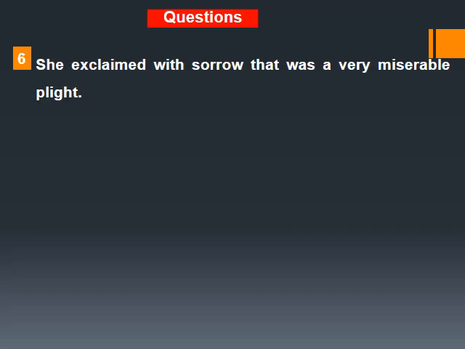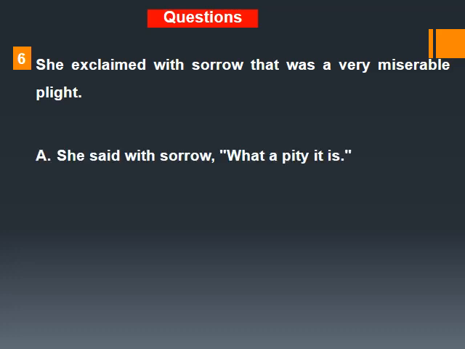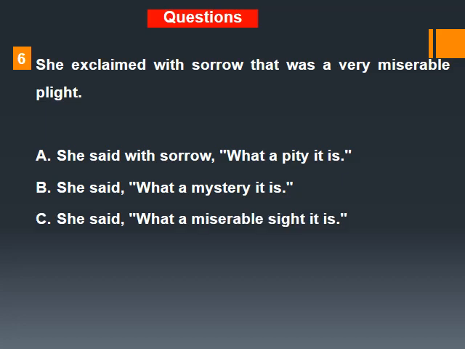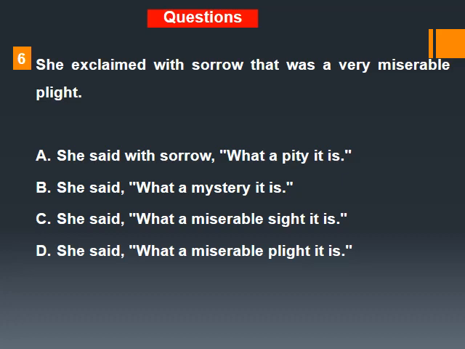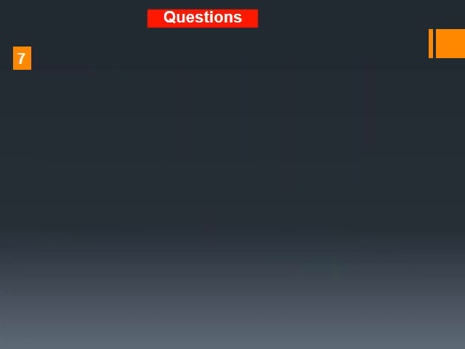Question 6. She exclaimed with sorrow that was a very miserable plight. So it's indirect speech. Options: she said with sorrow, what a pity it is. She said, what a mystery it is. She said, what a miserable sight it is. She said, what a miserable plight it is. It's very easy, because "what a pity it is" is nowhere given, "what a mystery it is" is nowhere given, "what a miserable sight" is not there. Actually, it's "what a miserable plight it is". So it's easy to locate the correct answer, option D.